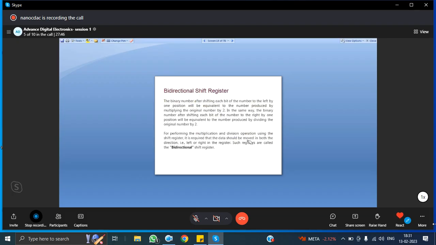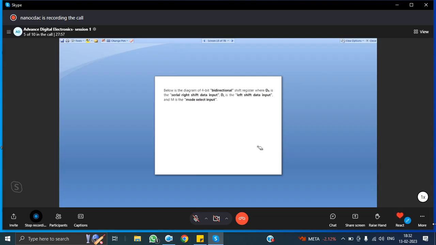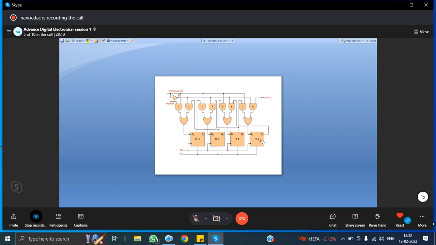Next one is the bidirectional shift register. So here we have seen shift registers that either shift right or shift left. Here, in bidirectional shift registers, we can have two shifts, DR and DL. Data can be shifted right or data can be shifted left. Here we need to take one more input, that is the mode select input, which we are taking. So this is the same.